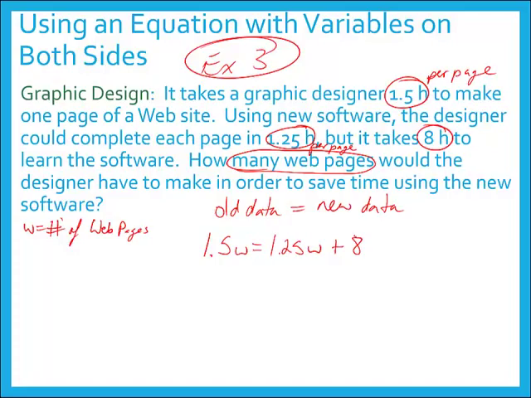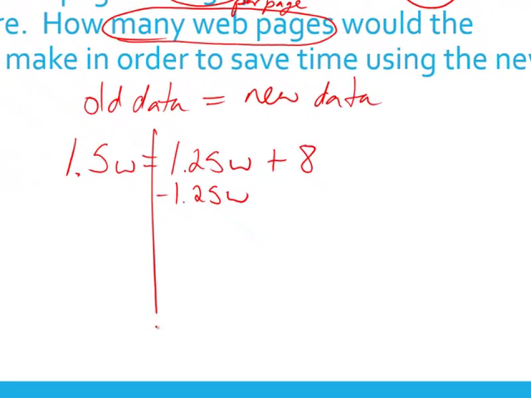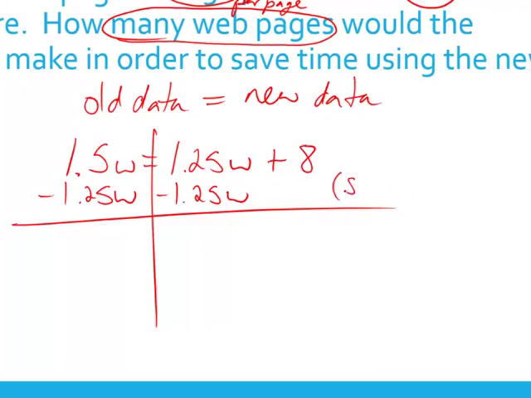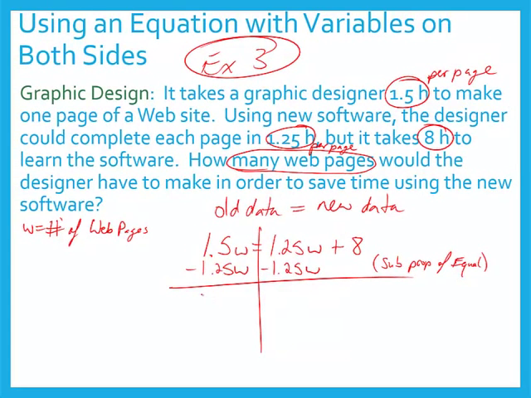So again, we need to get all the variables on the left-hand side of the equal sign because that's just what we prefer. So go ahead and subtract this positive 1.25W to the other side. That's the subtraction property of equality. So 1.5 minus 1.25 is going to be 0.25W. That'll add to 0. And so then we need to just bring down our 8.